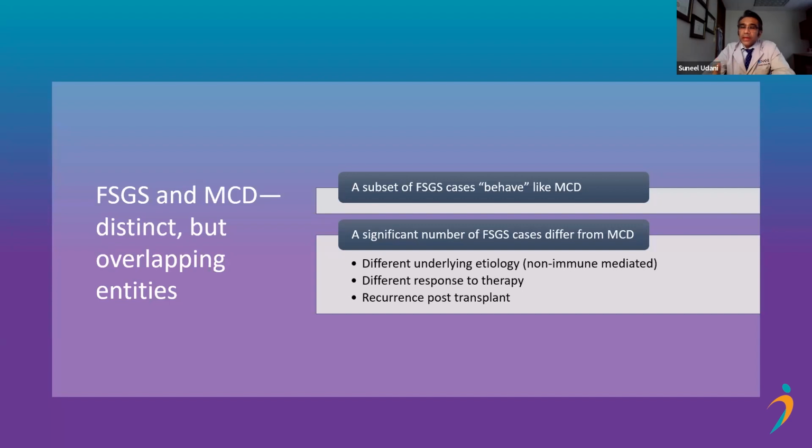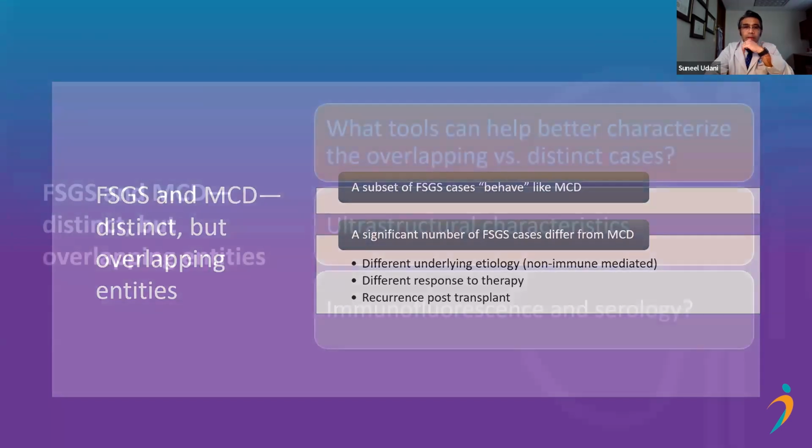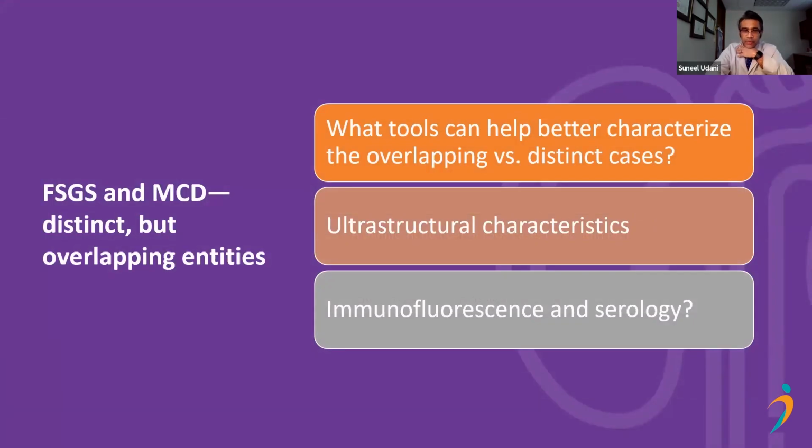Really, because you look at those underlying etiologies, the ones that are non-immune mediated, that don't respond to immunosuppression, those that have recurrence post-transplant may actually be ones that are more behaving like minimal change. So we're trying now to say, okay, we know there is this overlap. We know there is this shared cause in some of these individuals. So how do we better define that? There have been a few tools that have come up and become potentially helpful, and I'm going to walk through those over the next few minutes.